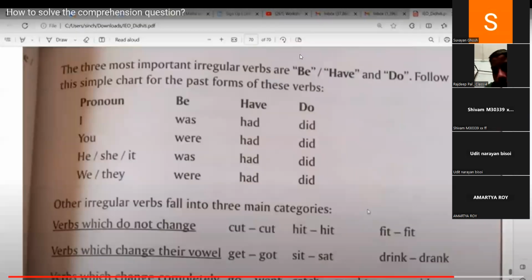Good evening, ma'am. Good evening, Amrita. What is the screen, ma'am? What is the screen? Is the screen not visible? Yes. Yes, tell me, Udit.